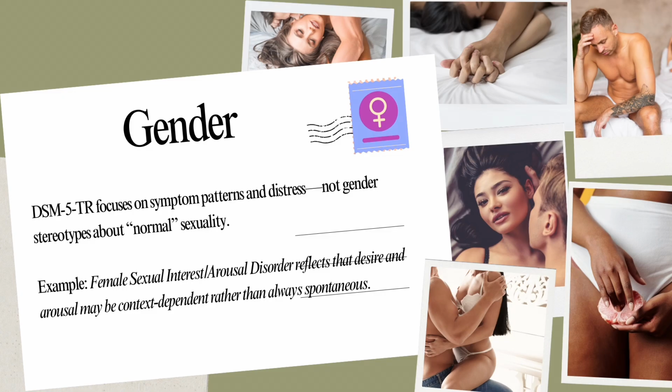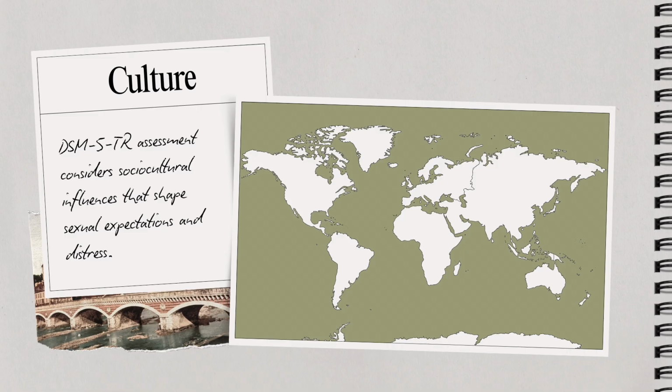For gender, DSM-5-TR focuses more on symptom patterns and distress rather than gender stereotypes about what sexuality should look like. A good example is female sexual interest or arousal. For culture, DSM-5-TR assessment also considers socio-cultural influences that shape sexual expectations and distress.